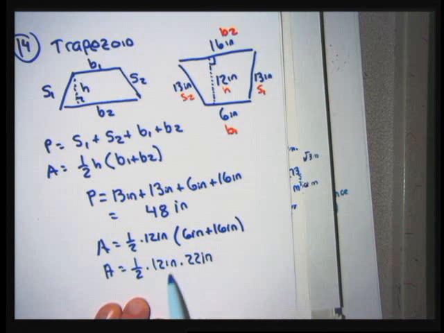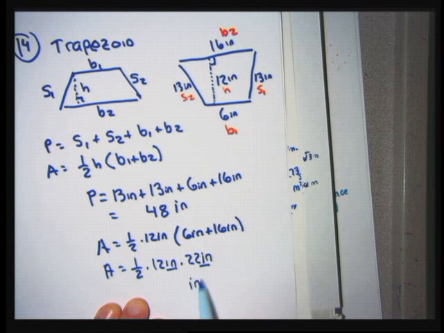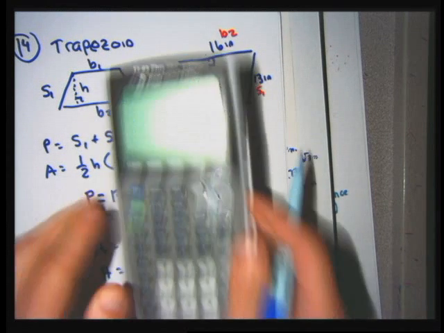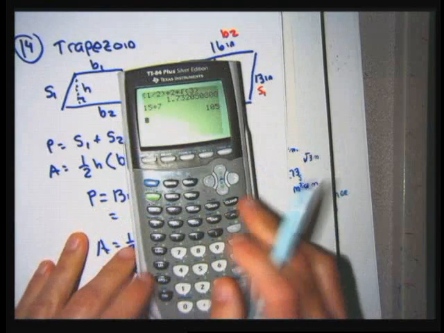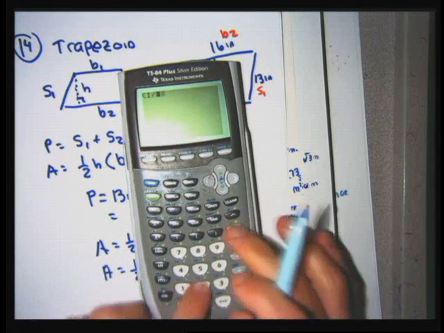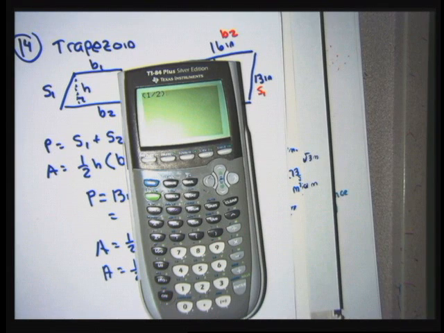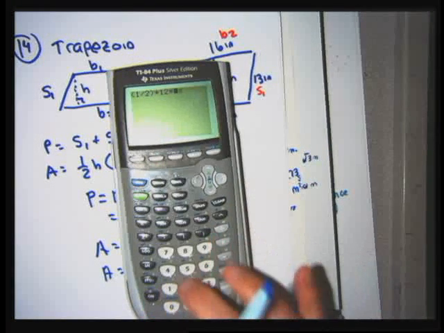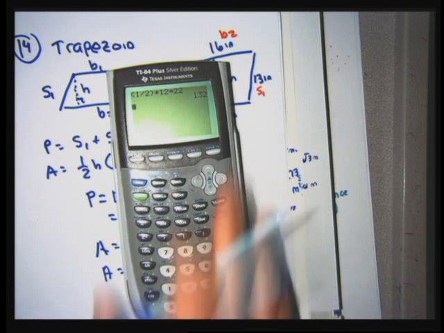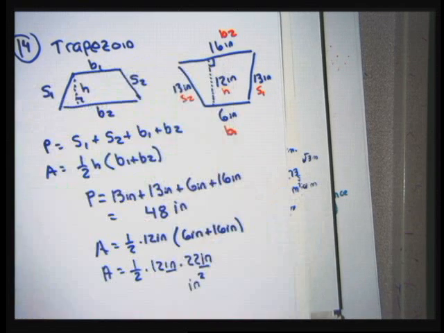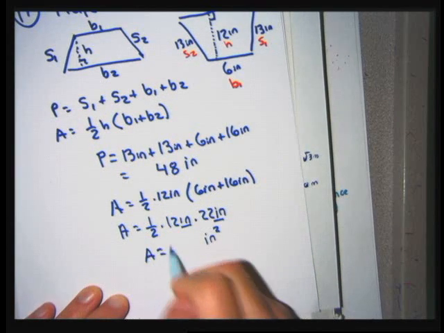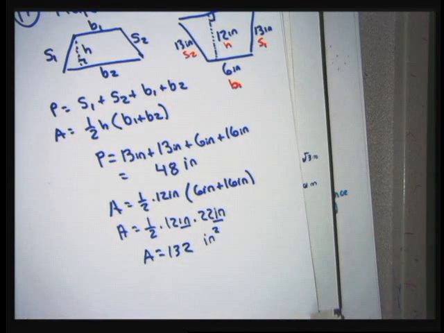And now I'm going to do the multiplication. I'm going to multiply the units. Inch times inch is going to give me square inches. And then I'm going to multiply 1/2 times 12 times 22. On my calculator to do that, I'm going to go parentheses 1 divided by 2, so put the 1/2 in parentheses, and then times 12 times 22. And I get 132 for the number. And our units are square inches. So for the trapezoid given in problem 14, the area is 132 square inches.